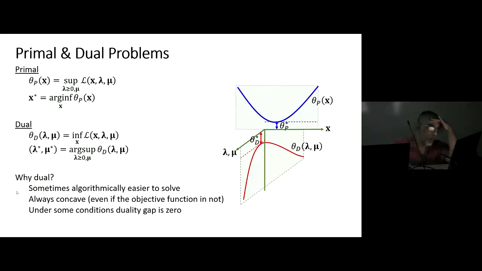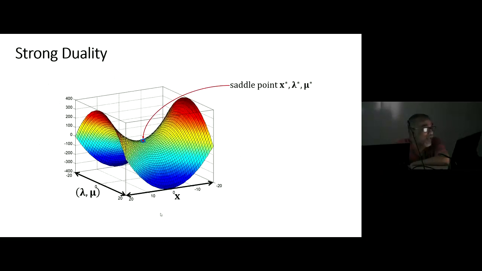In support vector machines, the constraints are actually quite simple. They're all linear. And so you have the kernel and so on, and you choose the dual. It's always concave. So if the duality gap is 0, you'll always hit the optimum point, the saddle point. Now, under some conditions the duality gap is 0.